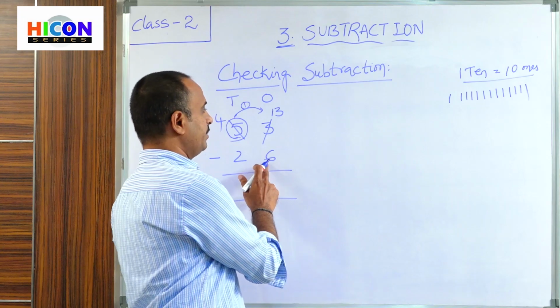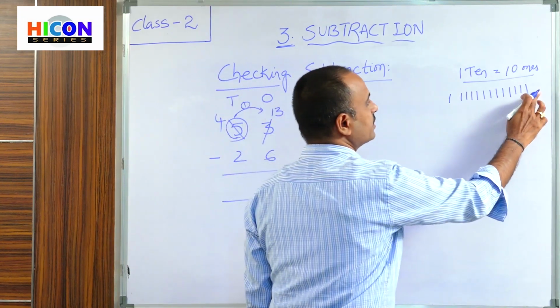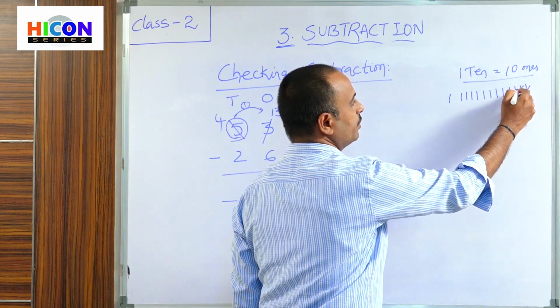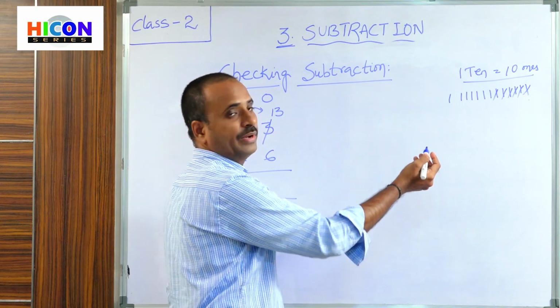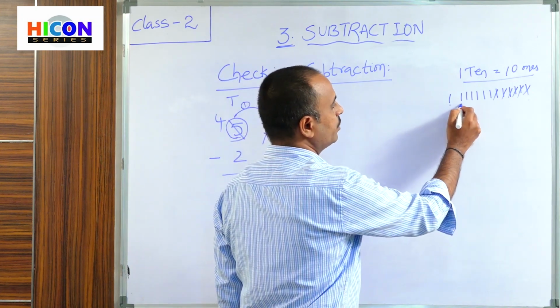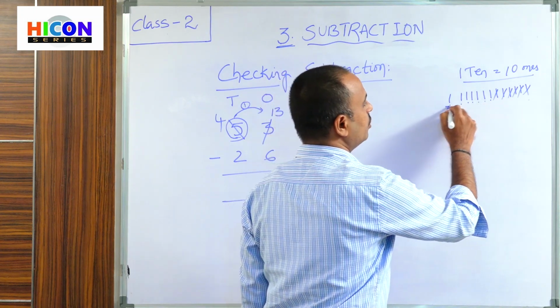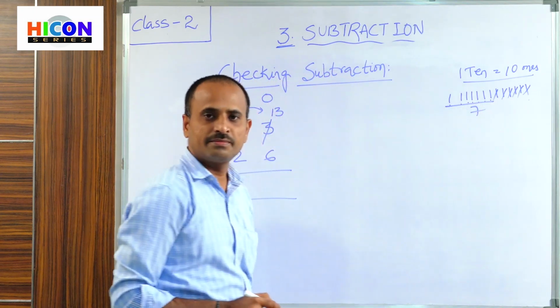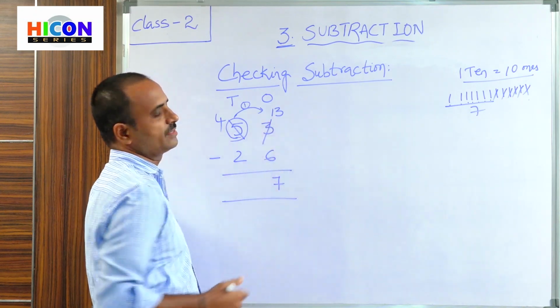What is the second number? 6. Strike off 6 lines in these 13 lines. 1, 2, 3, 4, 5, 6. Children, count how many lines are left here. 1, 2, 3, 4, 5, 6, 7. So, a total of 7 lines are left. The answer is 7. Write 7 under ones place.